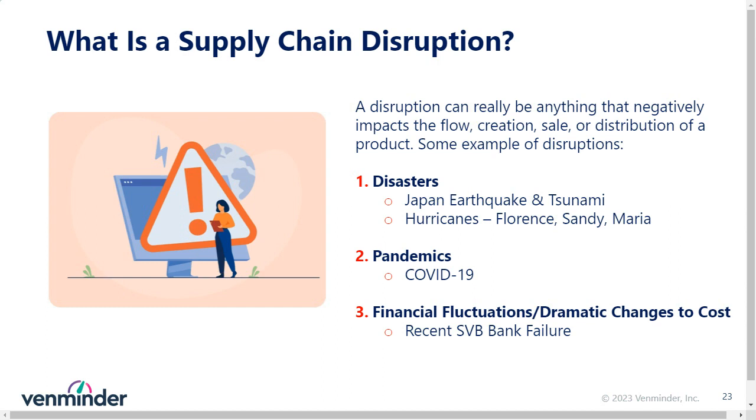Recently, we saw a financial fluctuation with the SVB bank failure. Interestingly enough, Roku, which is a huge company, had $487 million in cash at that failed financial institution.